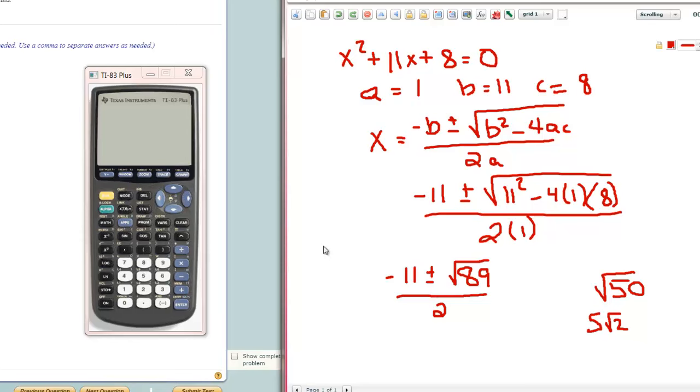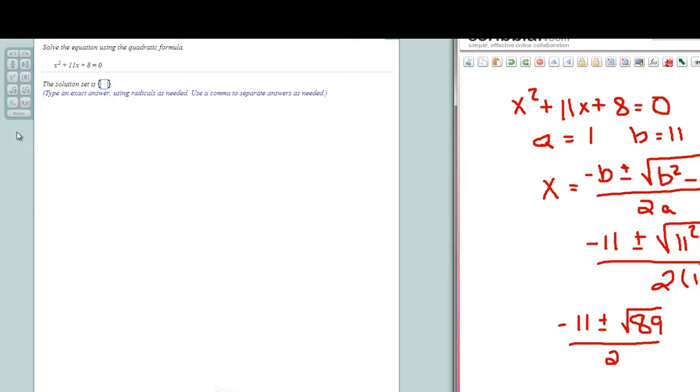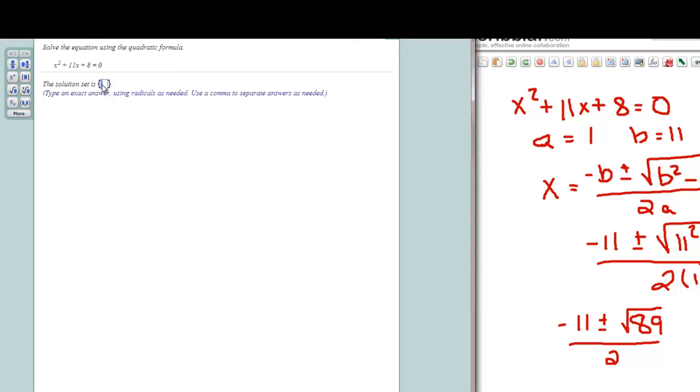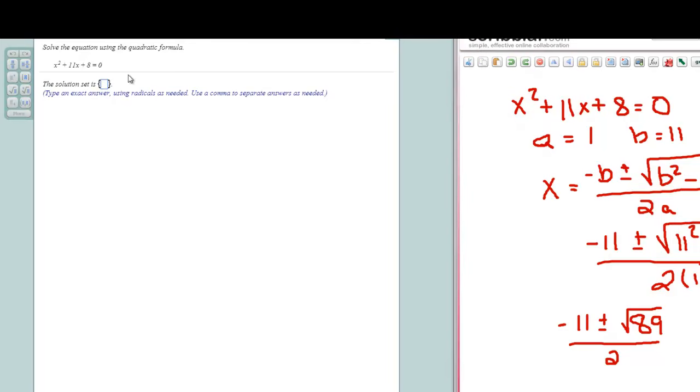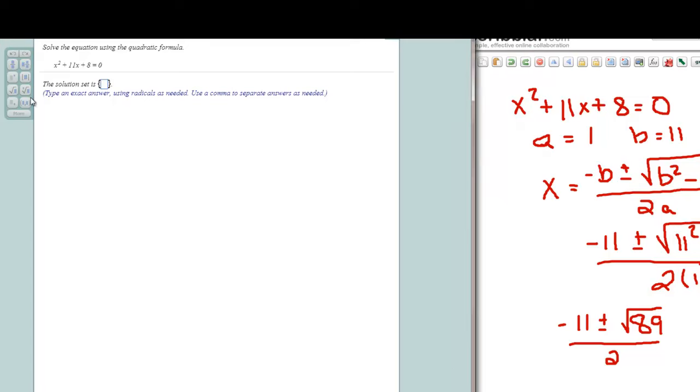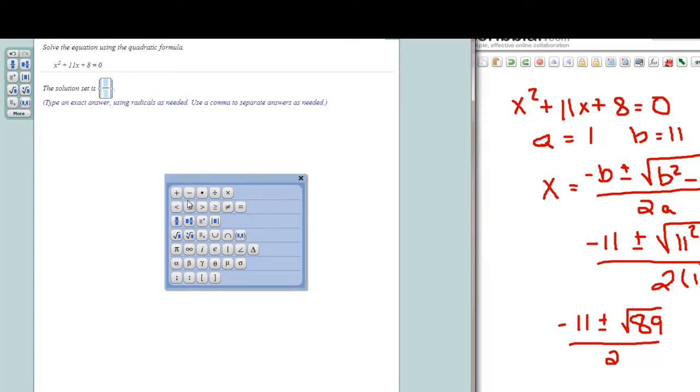So let's go over to the testing part, my MyMathLab window, and try to figure out how to put this in. Now this is a fraction, so let's click in there and start out with the fraction. Negative 11. Now, I don't see a plus or minus sign, so it looks like we're going to have to put the answers separately. So, plus square root 89 over 2.